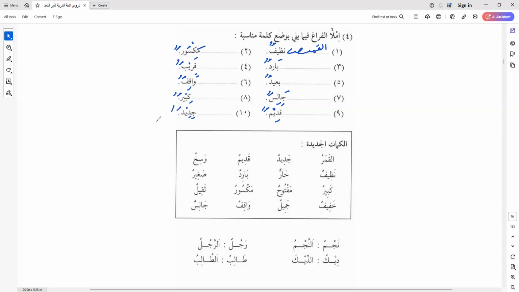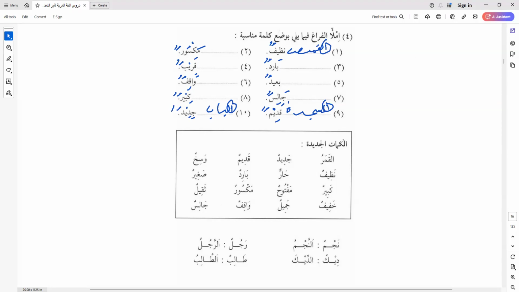Jadidun, new. So what is new? I can say al-babu jadidun. And then I can say al-masjidu qadimun. Remember al. So for you to say the masjid is qadimun.